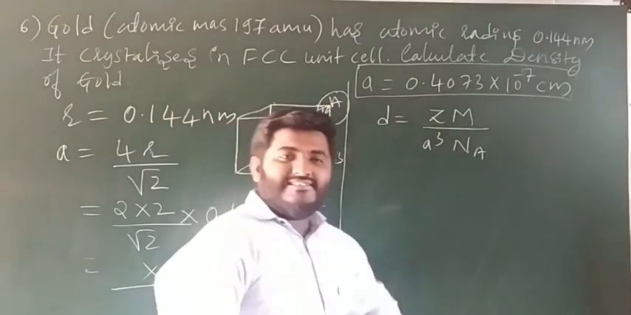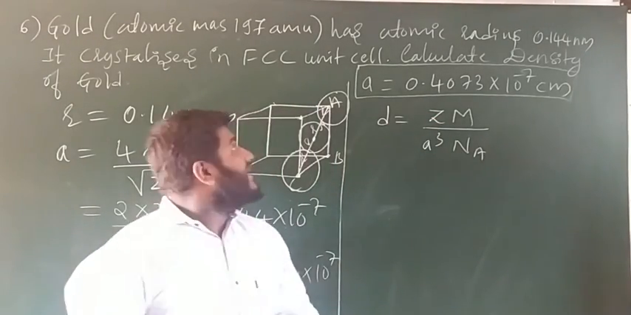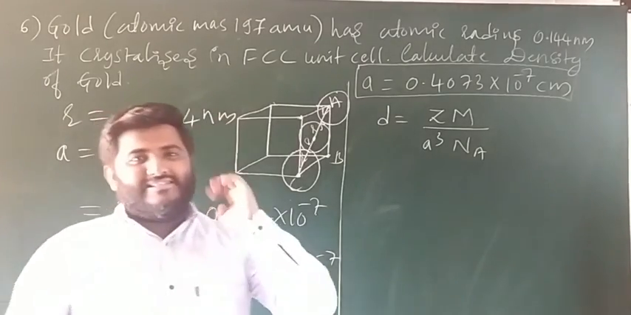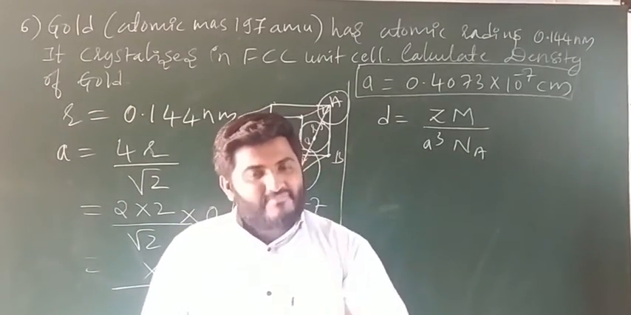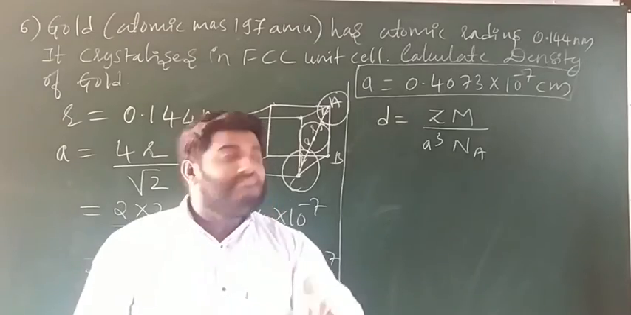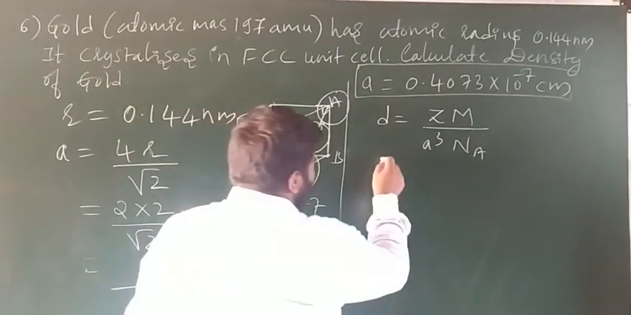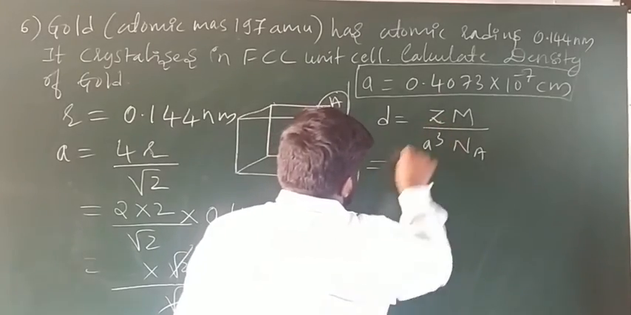What is Z, guys? Z is the number of atoms. In FCC, how many atoms are present? Yes. In a simple cube, 1 atom. In body centered, 2 atoms. In face centered, 4 atoms. Therefore, in D is equal to Z M by A cube Na, the Z value is 4.